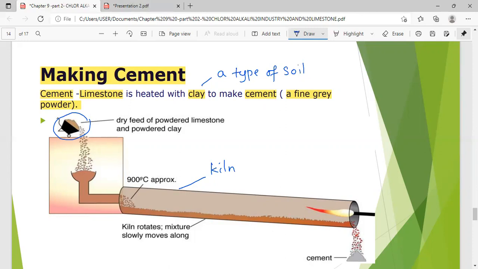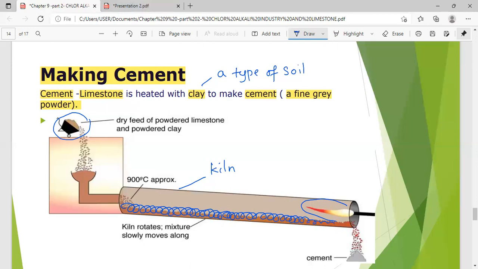So now this is a kiln. Cement is made in the kiln. The dried and powdered limestone and clay are fed into the kiln, and in this kiln the temperature is quite high. You can see there's a flame here towards this end. The kiln rotates, and the chemical reaction takes place between the limestone and the clay. By the time it comes out here, it forms cement.